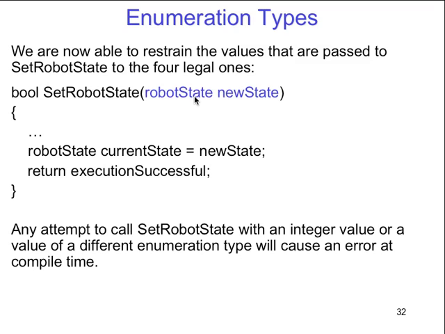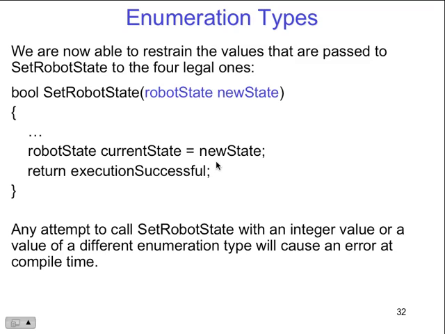So in C++, we create a lot of our own data types, abstract data types, that are nothing more than elaborate, complex types that define multiple different variables in the same type. We use the type because it helps us organize the data, which is essentially data types in a nutshell. Robostate current state is equal to new state, to return execution successful, another state. So an attempt to call robostate with an integer value or a value of a different enumeration type will cause an error at compile time.